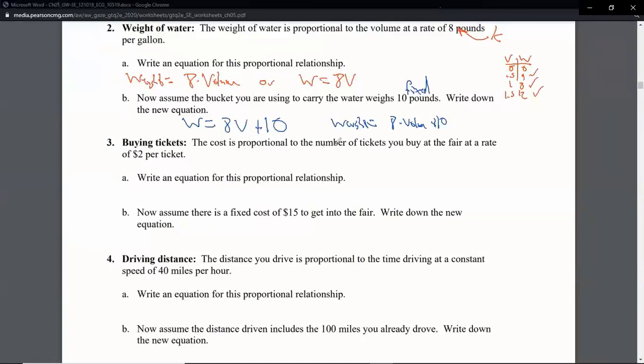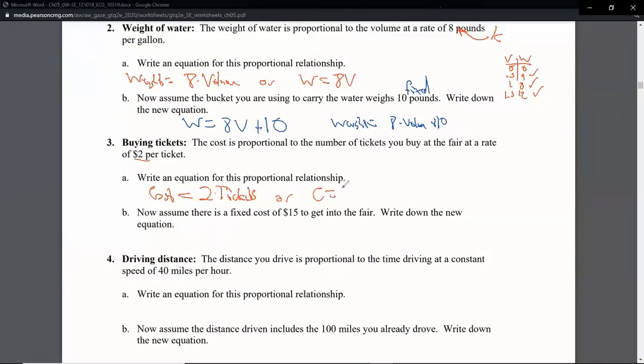The cost is proportional to the number of tickets you buy at the fair at a rate of $2 per ticket. So we go cost equals, and it's proportional. So the next thing is just going to be a number times a variable. And the number is, very clearly, the $2 per ticket. That's the per, so that's the thing that goes in front of your variable. It doesn't say 2 tickets, it says 2 times the number of tickets.